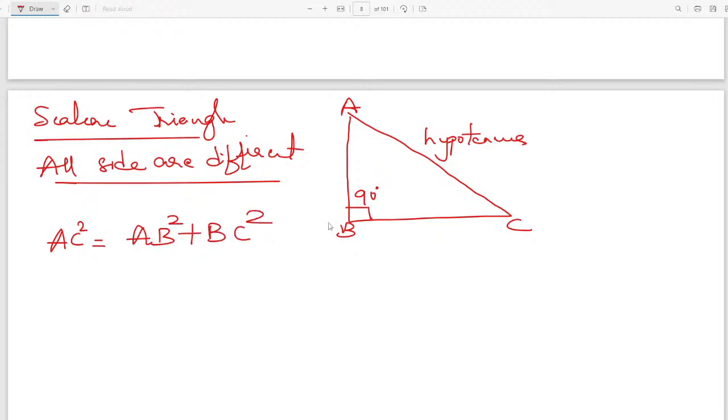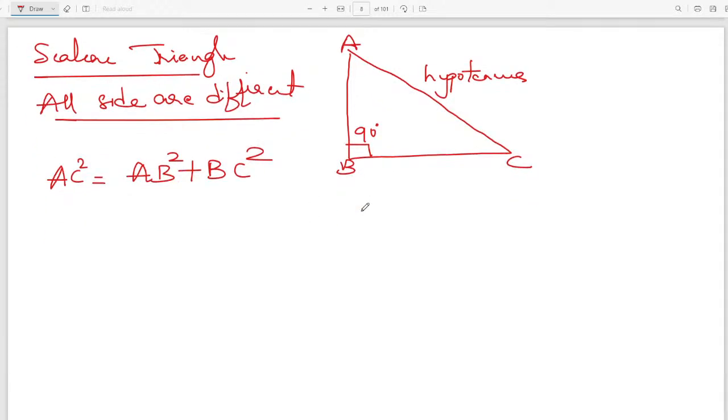And in the right angle triangle also, there are two special cases. It's not two types, it's two special cases. One is the isosceles right angle triangle, where these two angles are equal, sides are equal. These two angles would be 45, 45. This is a special kind of right angle triangle. It's called isosceles right angle triangle.